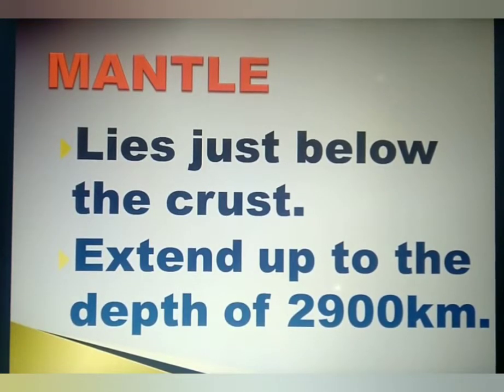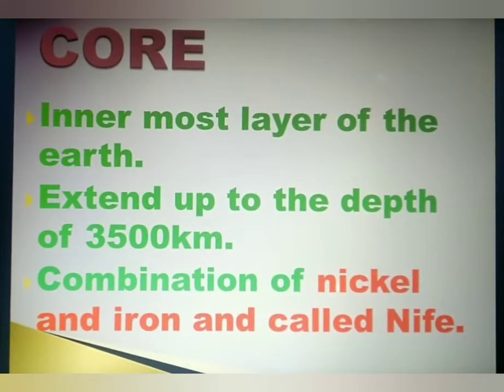Mantle. Just beneath the crust is the mantle. It is the thickest layer and forms 84% of the volume of the earth and it extends up to a depth of 2,900 km. Core. The innermost layer is the core with a radius of about 3,500 km. It is mainly made up of nickel and iron and called Nife. The central core has very high temperature and pressure.